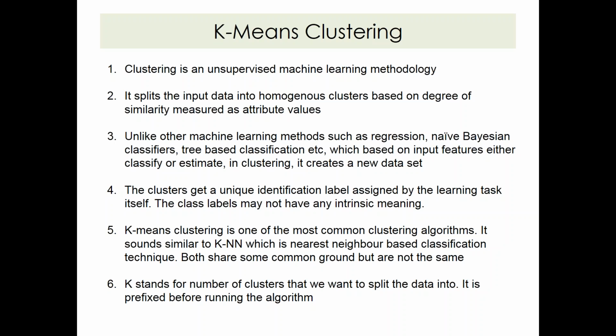So if I say my k is 3, that means before starting the algorithm I have decided that I will split the data into 3 groups. It is decided before running the algorithm, and when doing the hands-on we'll see that we can give this k. So the user has the option to give the value of k. K is just a variable.